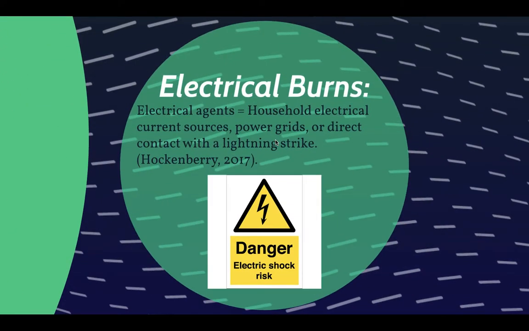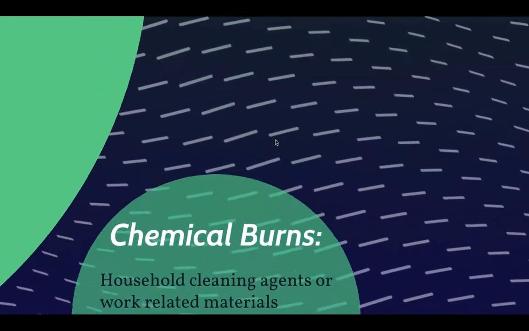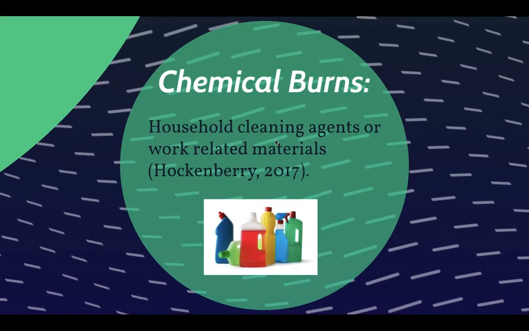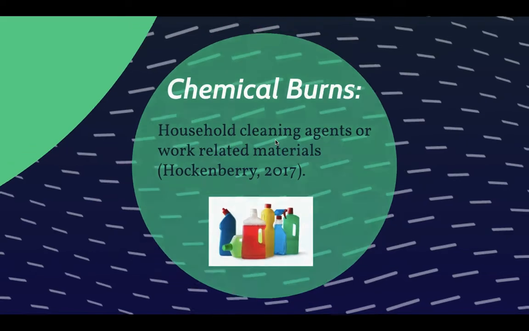Next, we're going to talk about electrical burns, which are from electrical agents such as household electrical current sources, power grids, or direct contact with a lightning strike. And the final type of burn we're going to discuss is the chemical burns. These can be from household cleaning agents or work-related materials.